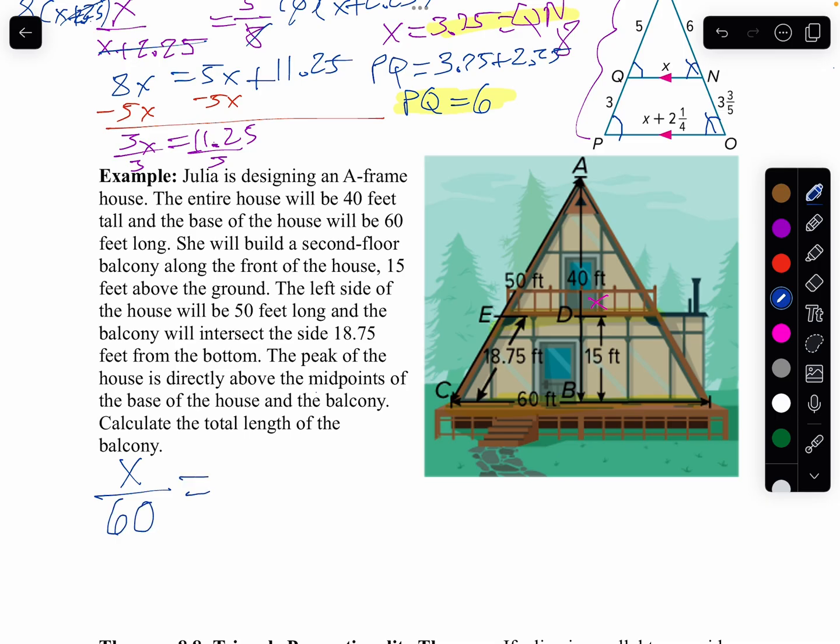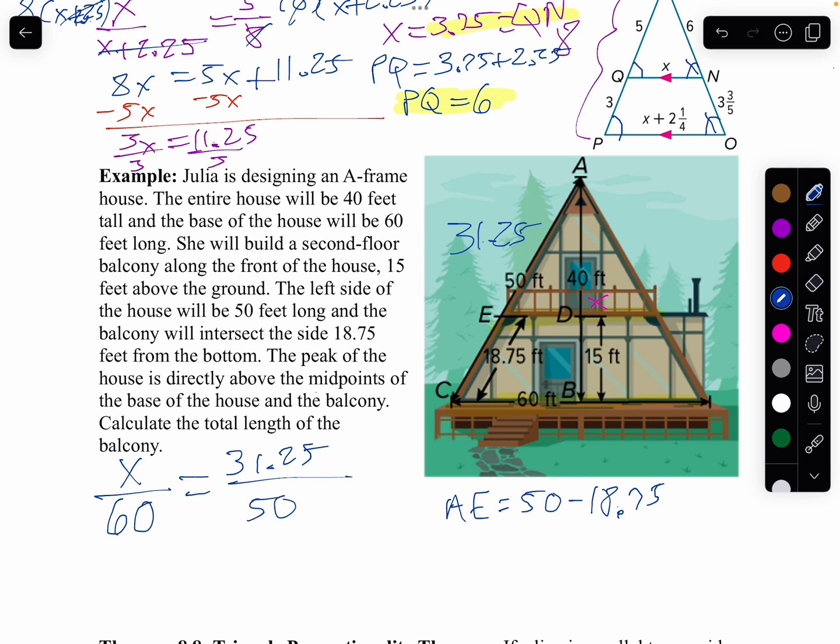And then I don't know my small triangle, do I? So I have to go over here. To find AE, I'm going to take 50 minus 18.75. My decimals aren't quite showing up there. So 50 minus 18.75, I'll get 31.25 for the top portion of my triangle. So I'll say 31.25 over my whole length, which is 50.